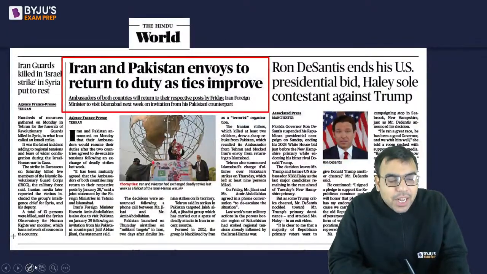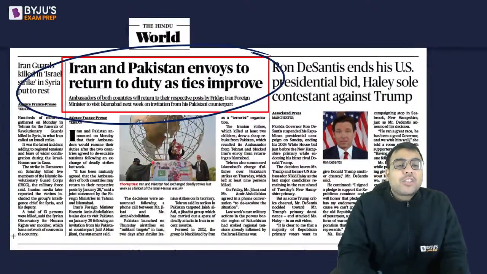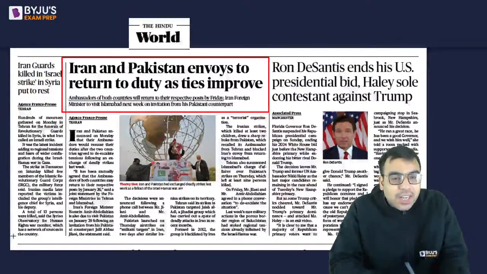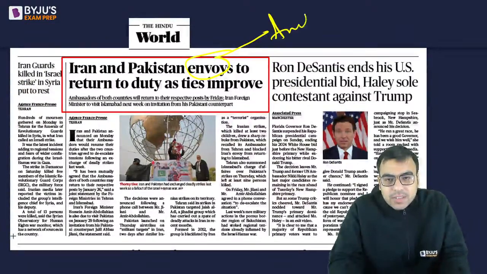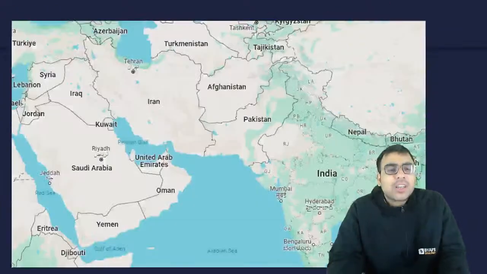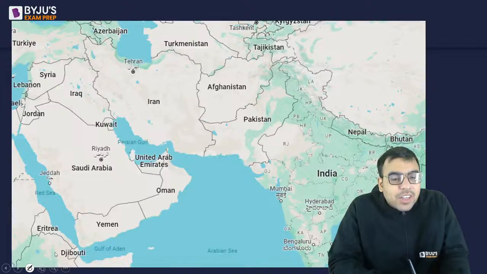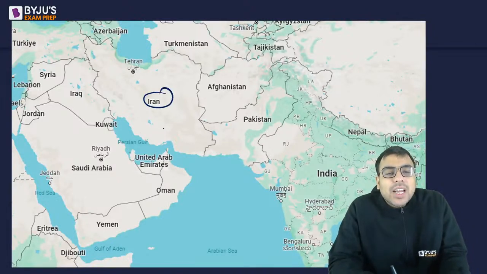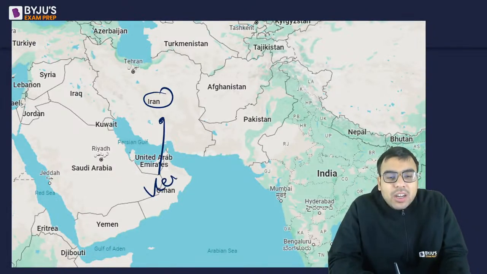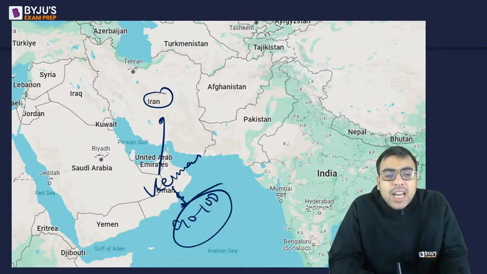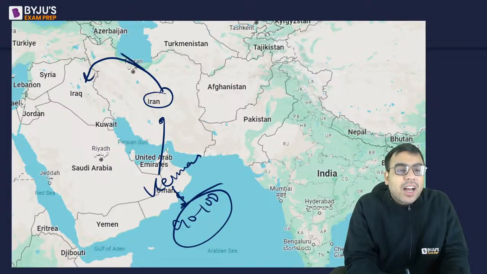Now, world page में एक आर्टिकल थी, Iran and Pakistan envoys to return to duty as ties improve. है ना. Envoy मतलब वही ambassador को envoy कहते हैं. Now, why they are returning to duty? What happened? कुछ मामला हुआ था. हाँ, वो ये था कि recently we had seen in Kerman Shah में blast हुआ था, where 90 to 100 people died. After that, Iran attacked some places in Iraq and Syria.